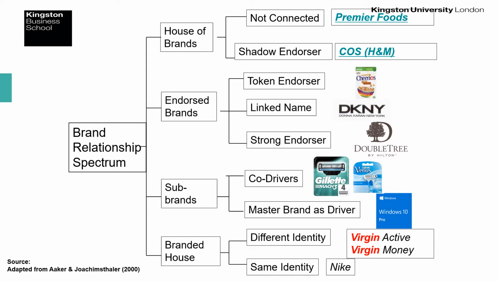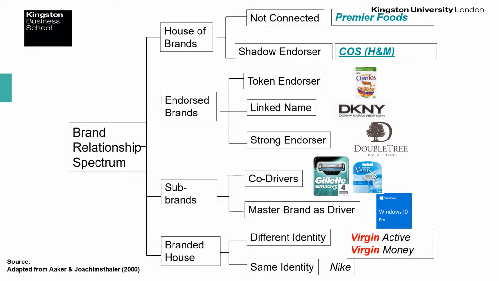In some cases, there won't even be much of a connection to the owning company. That company will have a very low profile and will not endorse the individual brands in any way. An example there is Premier Foods. Or alternatively, the owning company can take a very light, shadow endorsement role, as in the case of H&M and its various brands.